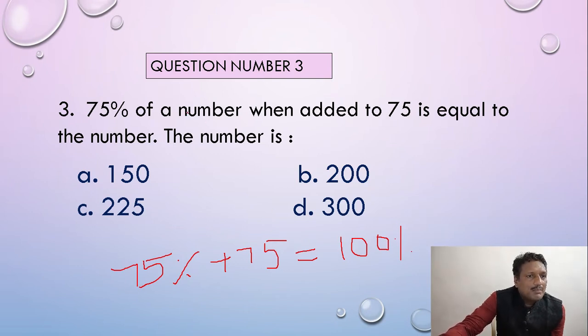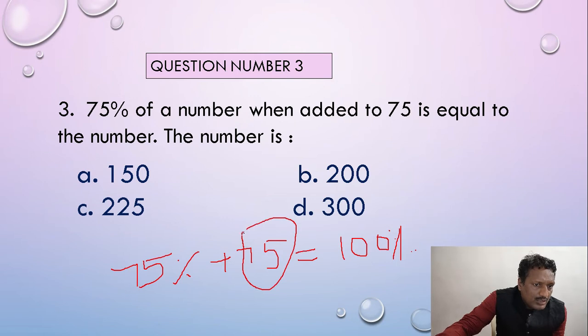Equal to the number means whatever the number is, in terms of percentage, that will be equal to 100%. So this is the percentage, this is not a value, this is 100%. So 75% plus 75 equals 100%. Instead of the 75, this is a value. This is 75%.